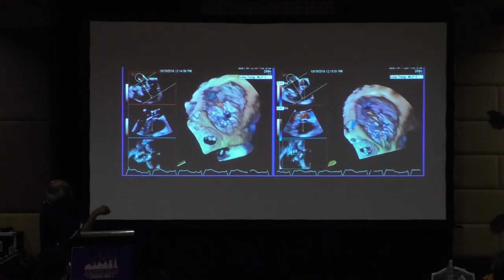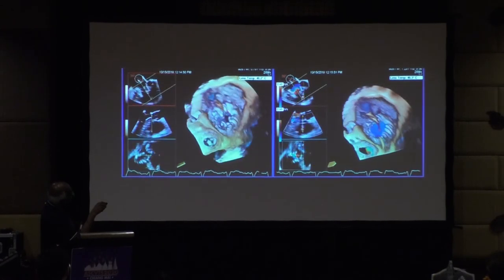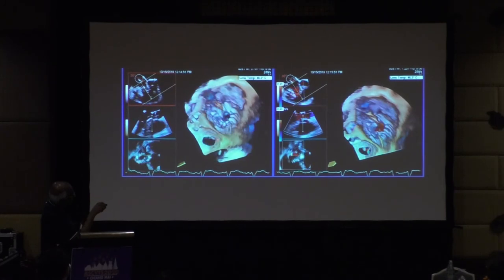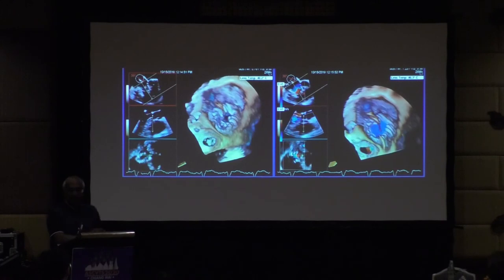Next slide, please. And this is post-implant 3D echo. You can see the valve right here. This is the ring, the tricuspid surgical ring that was there previously, and no TR compared to what was in the baseline. I think that is the last slide.